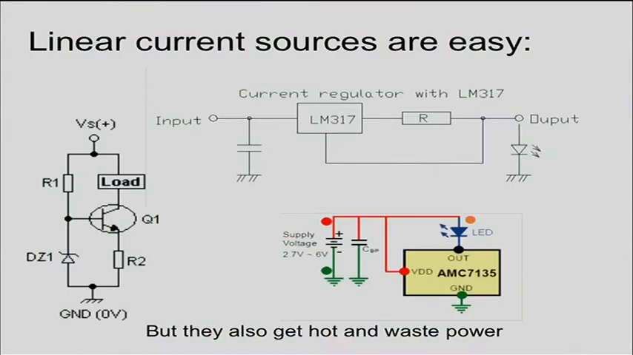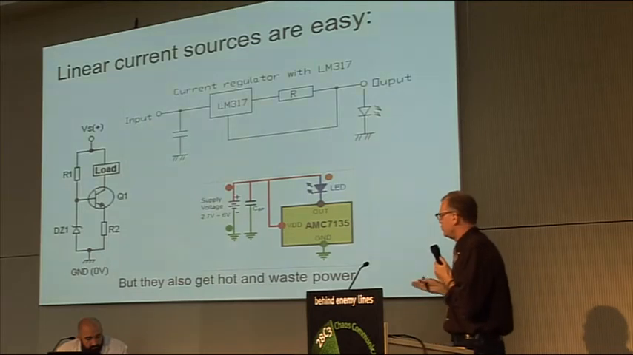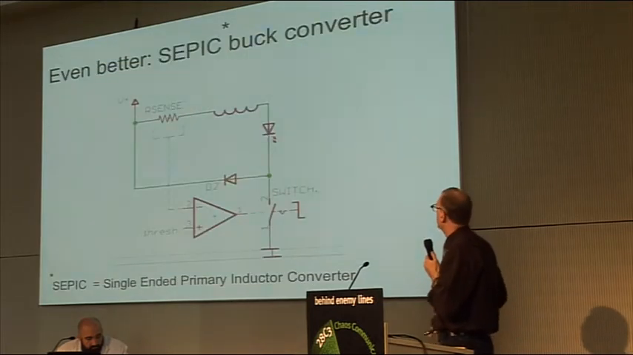Next slide, I'll show you a couple ways to get them. Okay, you can do a linear current source using a couple of these different things. These work great. However, these are basically smart resistors. They also get hot. You can use a voltage regulator, put on a big honking heat sink, it'll work great, but once again, we're wasting power. Okay, so how do we do this right? Next slide, please, we'll show you.